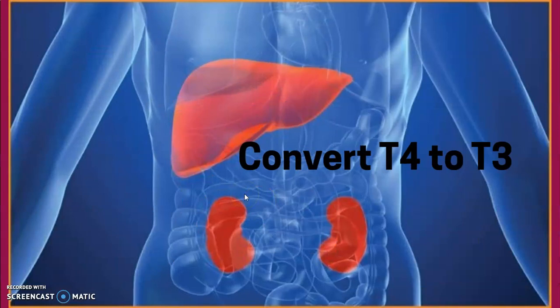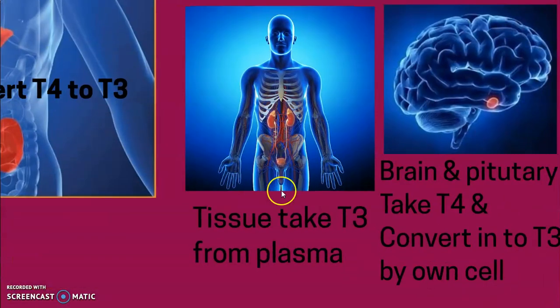The last step is peripheral conversion of T4 to T3. The peripheral conversion means T4 gets converted into T3. That peripheral conversion takes place in two organs, the liver and the kidney. Then why does that conversion take place? Because our normal body tissues take T3 from the plasma instead of T4. Only the brain and pituitary take the T4 hormone, and then that T4 is again converted into T3 by their own cells.